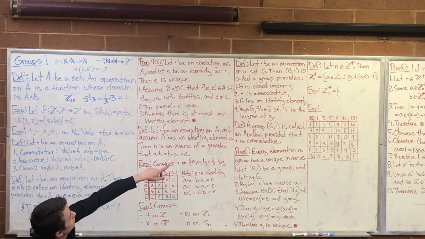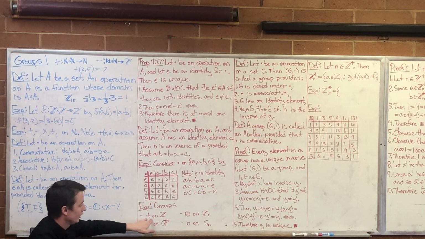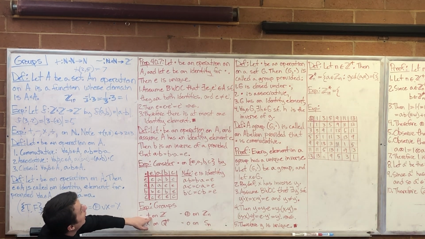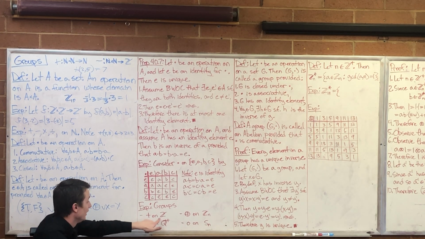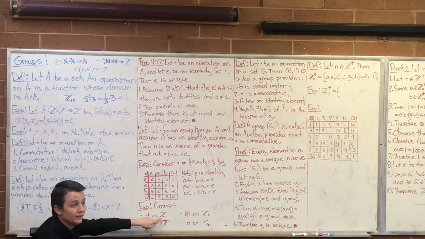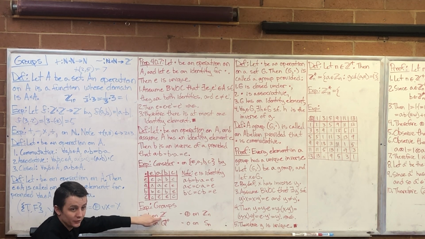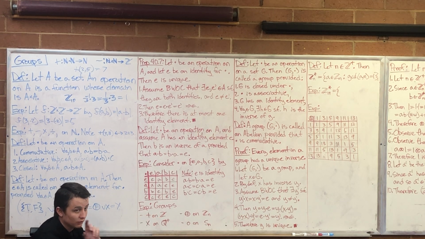You forgot associative. Is addition associative on Z? Yeah. And then finally, for every element in the integers, can I find an additive inverse? What's the additive inverse of 5? Negative 5.